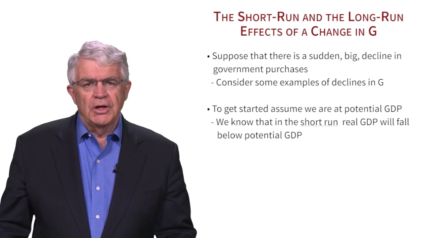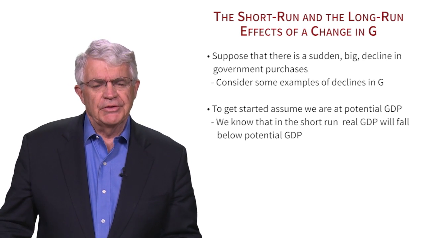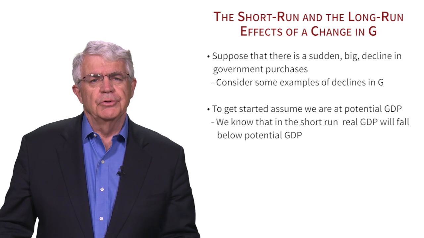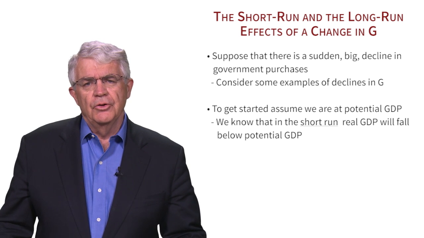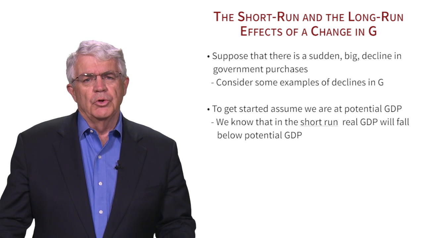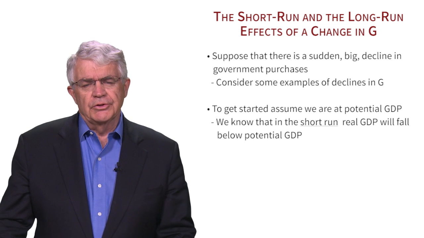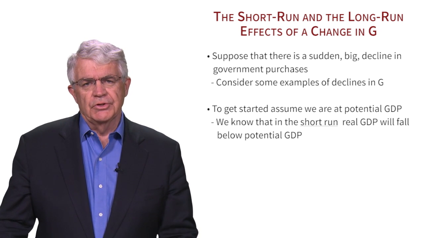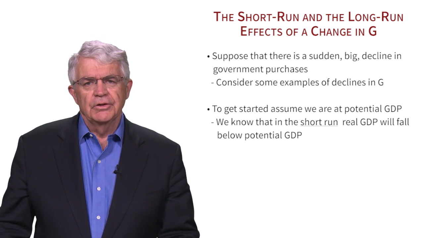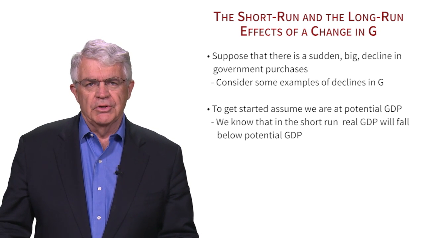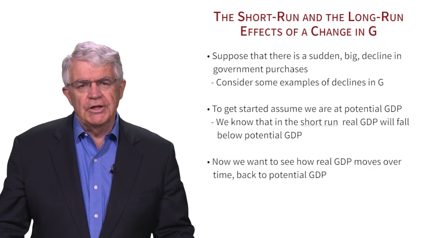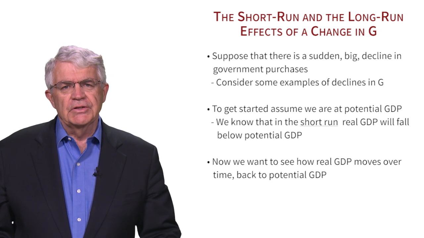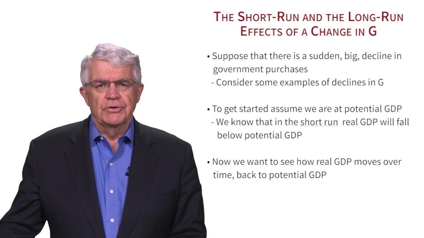To get started, though, I want to assume that we are at potential GDP at the beginning. We're not in a recession, we're not in a boom, we're actually at potential GDP. We'll come back later to consider the role of changes in government purchases when you're in a recession or about to go into a recession. But now I'm going to assume that you're at potential GDP. Now we know that the short-run impact on real GDP is that it will fall below potential GDP due to this reduction in government purchases. And again, now we want to see how real GDP moves over time to take you back to potential, in this case of a decline in government purchases.